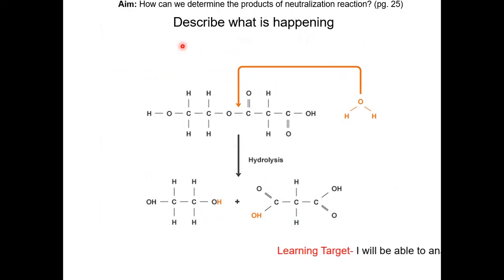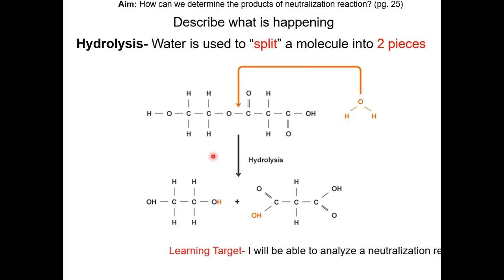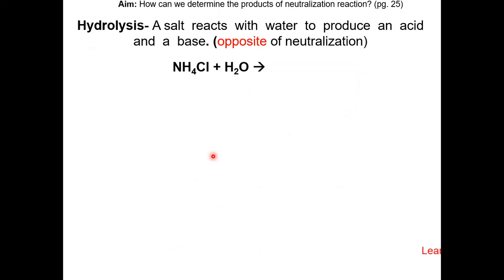Describe what is happening. Here we have a molecule reacting with water. Water is splitting this molecule into 2 pieces. This is known as hydrolysis. In the context of acids and base chemistry, hydrolysis is also defined as a salt reacts with water to produce an acid and a base. This is the opposite of neutralization.